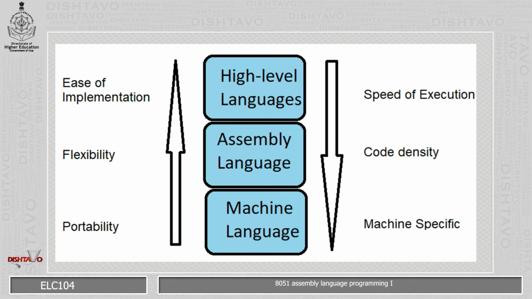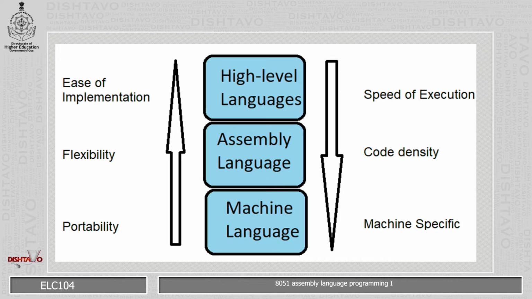On the other hand, as we move from high level language to the machine level language, the speed of execution decreases, the code density decreases, and it becomes more and more machine specific. So here we'll emphasize the speed of execution and code density. What we can understand is that though the high level languages are very easy to implement, they have a drawback in the sense that the speed of execution of the programs written using high level language will be less. Then the code density.